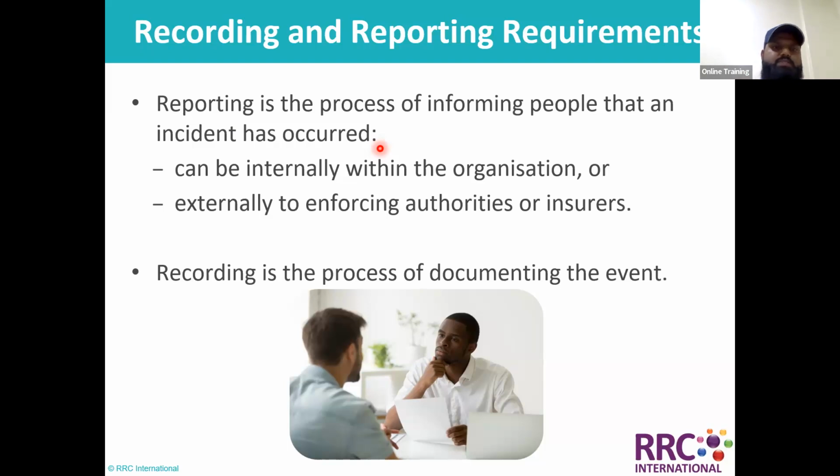So reporting is basically informing people that an incident has occurred. It can be internal within the organization or external to the enforcing authorities or insurers. Both possibilities are there. Recording is the process of documenting the event.